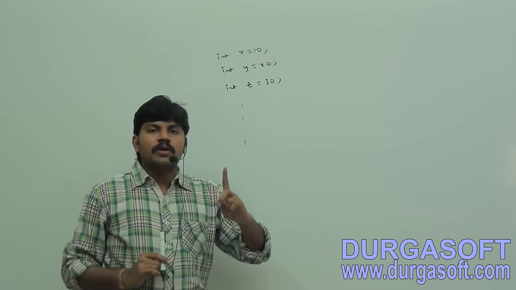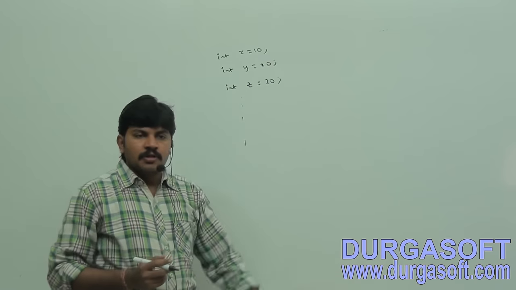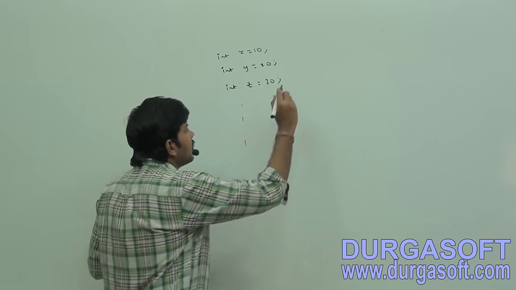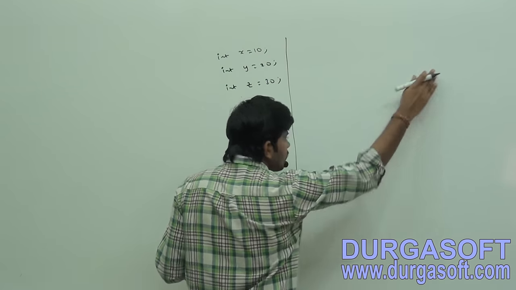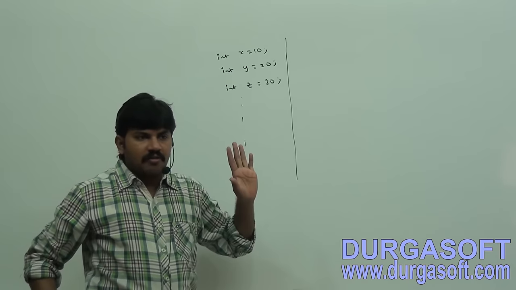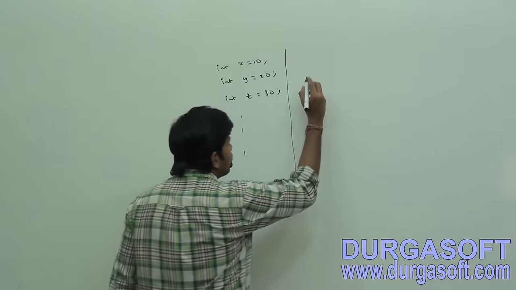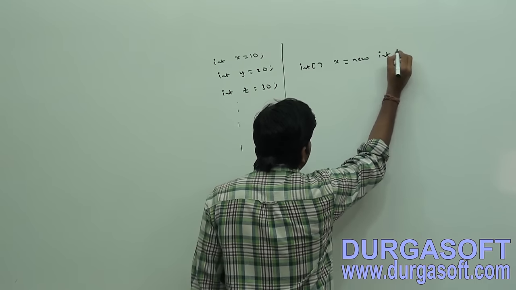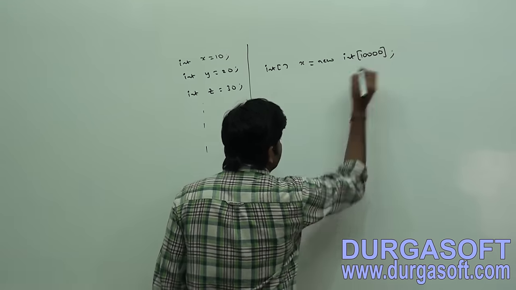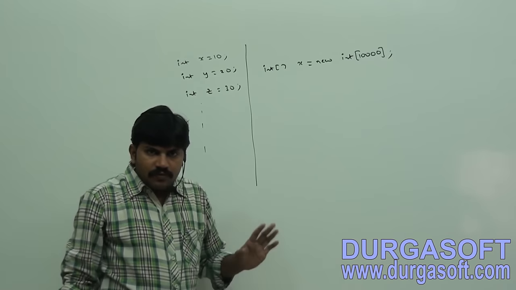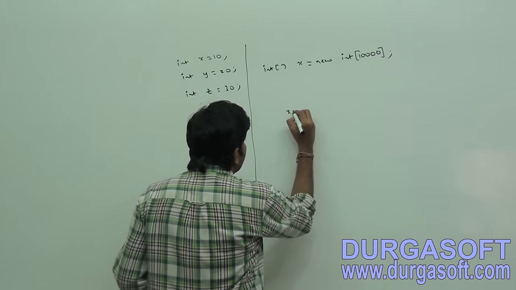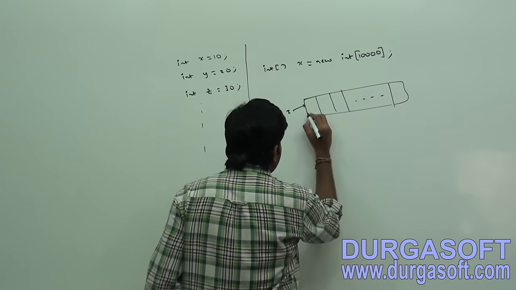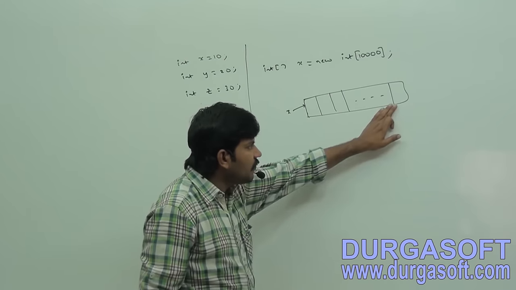That's why if you want to represent a huge number of values using a single variable, we can go for the arrays concept. Luckily, for 10,000 values, 10,000 variables are not required; only one variable is enough: int[] x = new int[10000]. Now in x, how many values are there? 1, 2, 3, ... 10,000 values you can represent.